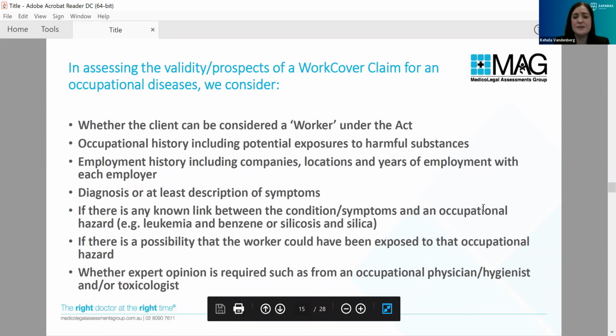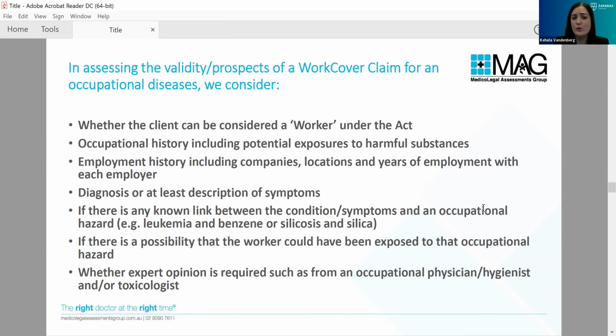So in terms of the validity or prospects of a WorkCover claim, these are some of the things that a WorkCover lawyer would consider. First of all, there's no point putting in a claim unless that worker is actually a worker under the relevant legislation. Taking an occupational history, including potential exposures to harmful substances. What is it that they could have been exposed to that has contributed to their conditions, or at least their symptoms? What is the employment history, including the companies, the locations and the years of employment with each employer?